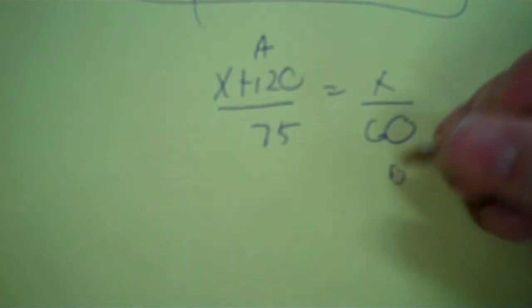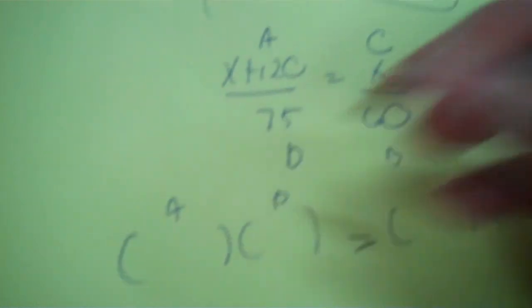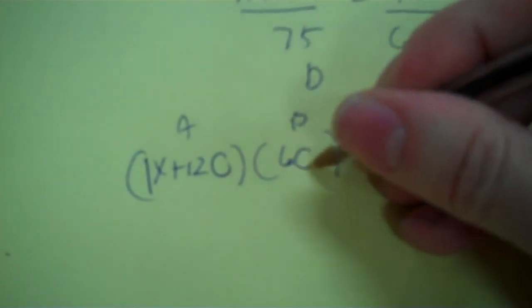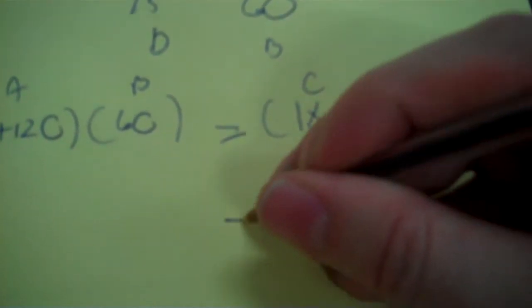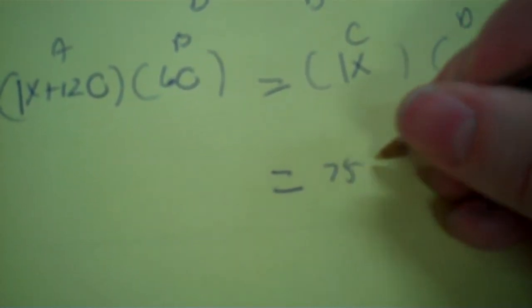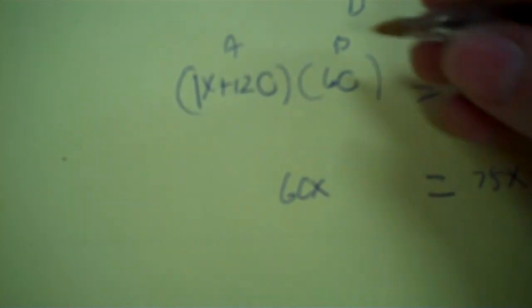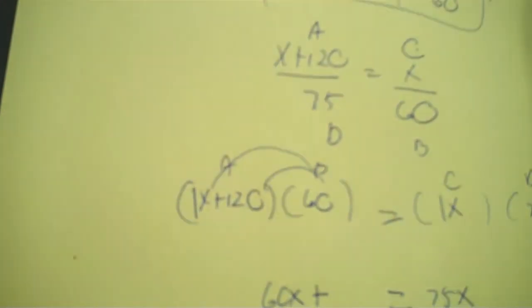So A times B, C times D. So AB, CD. So A, X plus 120. B is 60. C is X with the 1. D is 75. So it's 75X. 60 times 1X is 60X. Don't put plus 120. You've got to take the 60 times the 120. 7,200.